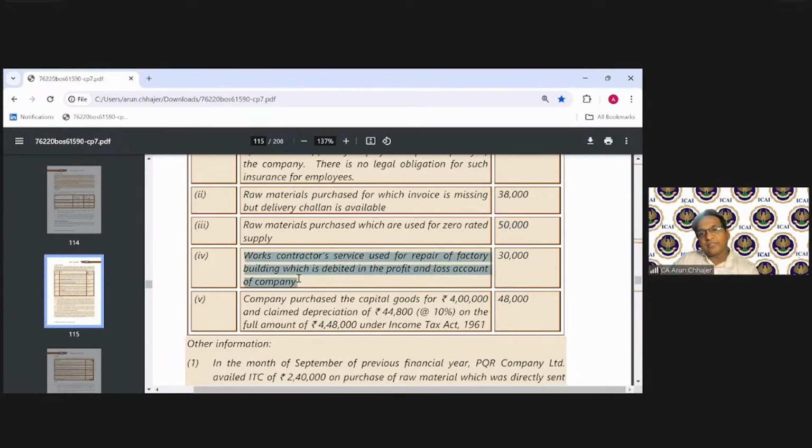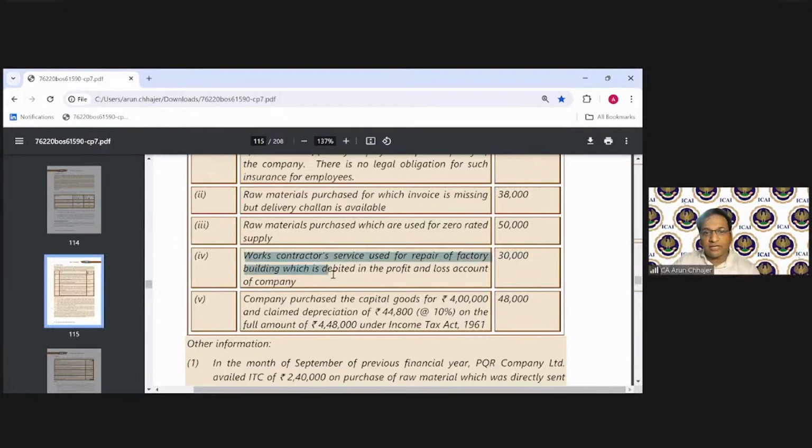Works contract service used for repair of the factory building which is debited to the profit and loss account. Tell me whether ITC would be available or not available. Bablu Kumar is saying yes, available. Absolutely correct.